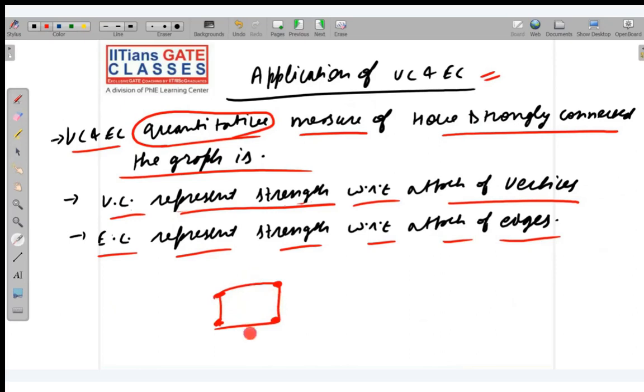Now if the enemy attacks these 2 edges, then communication is gone. So vertex connectivity represents strength with respect to attack on vertices, and edge connectivity represents strength with respect to attack on edges. So it is a quantitative measure. That means how many vertices should be removed, or how many bunkers should be destroyed, so that communication breaks, or how many edges, or how many roads, should be destroyed so that communication breaks. Like this, I think you have got the idea.